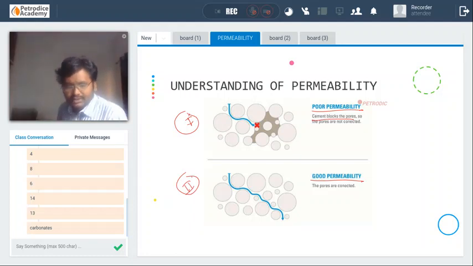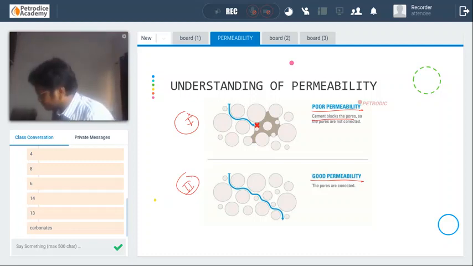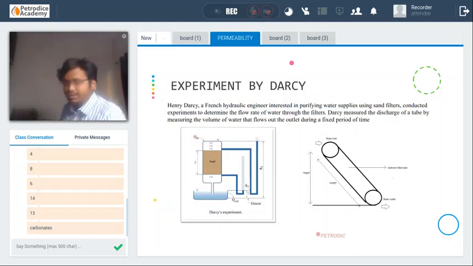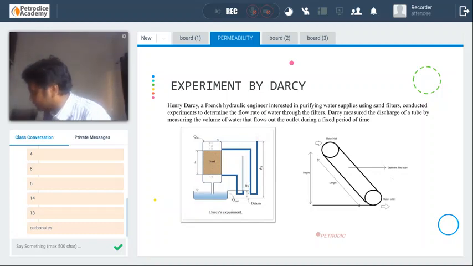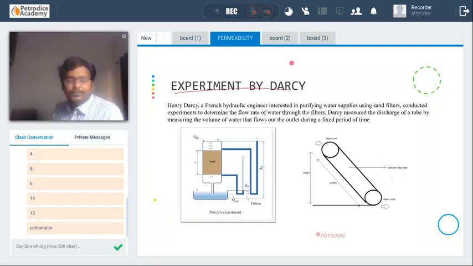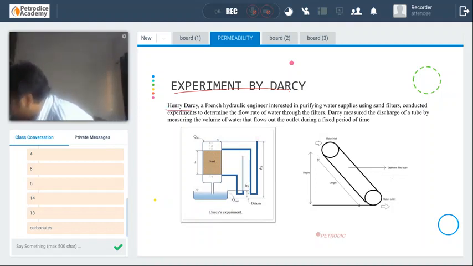Okay, so let us go from the basics. First, try to understand the definition of permeability. Let's start with the basics, guys. How the permeability is discovered. Before permeability, which particular variable have the engineers been using? That is also an important one. So first we will start from where the permeability has been discovered. It is discovered by a man named Henry Darcy.